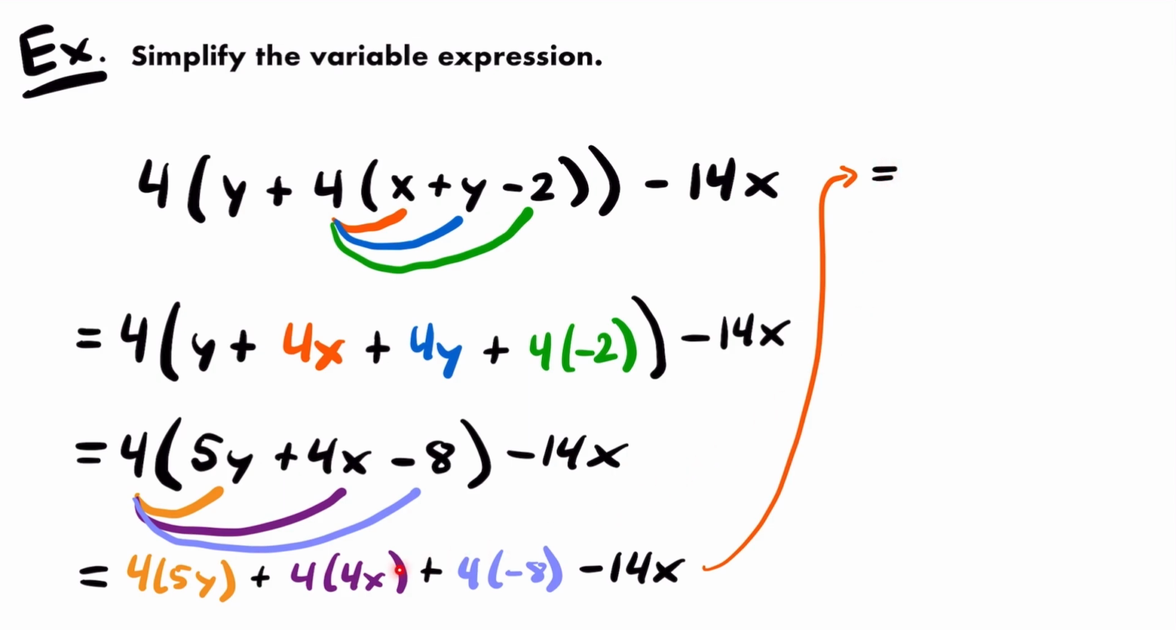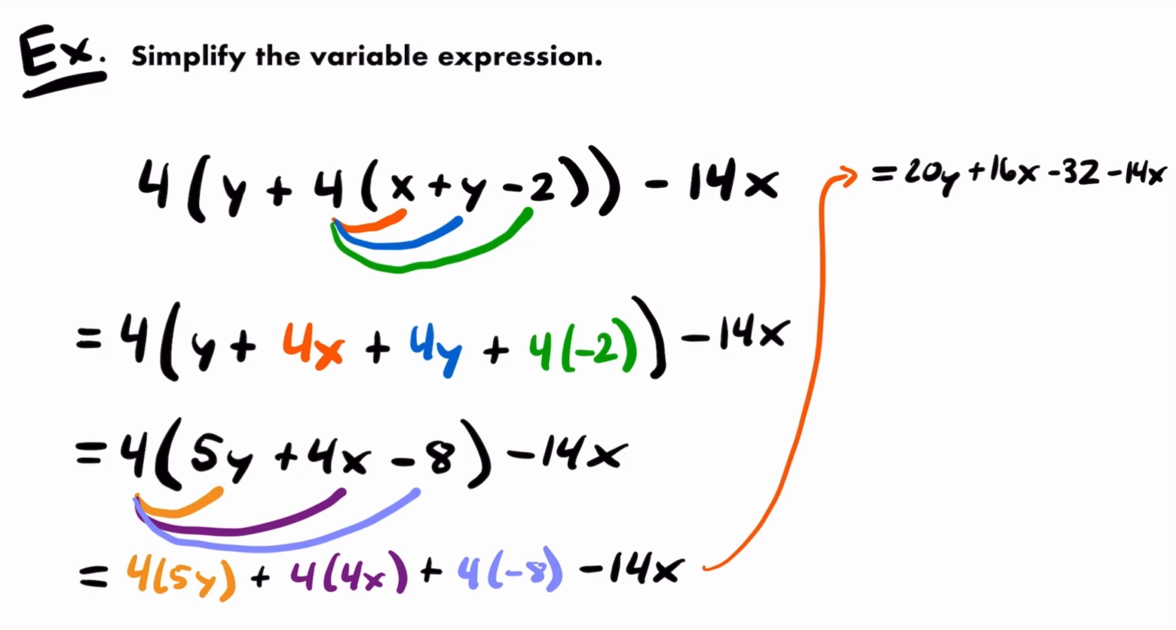We need to do some multiplication. 4 times 5 is 20, so this results in 20y. You want to keep that same variable part. So we have 20y, and then plus 4 times 4x. 4 times 4 is 16, so you'll have plus 16x, and then plus 4 times -8, which is -32. So we have minus 32, and then once again we have minus 14x on the end. So minus 14x. Okay, so now we're almost done.